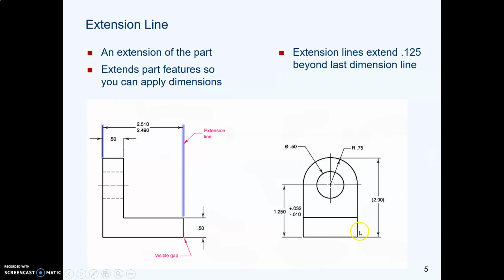Let's look at extension lines, and whatever they are, it's okay to cross them. So what are they? Extension lines are thin lines that are extensions of the surface. You extend the part with these thin lines so that you can put dimensions on them.